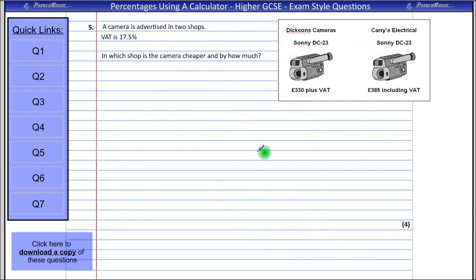Question 5. A camera is advertised in 2 shops. VAT is 17.5%. In which shop is the camera cheaper and by how much? So we've got the Dixon's camera here. It's a Sony DC23 and it's £330 plus VAT. Here we've got Carries Electrical selling the same camera for £385 including VAT. Well, if we're going to find out which is cheaper, we need to find out how much this one is actually going to cost. So we're going to do the Dixon's camera.